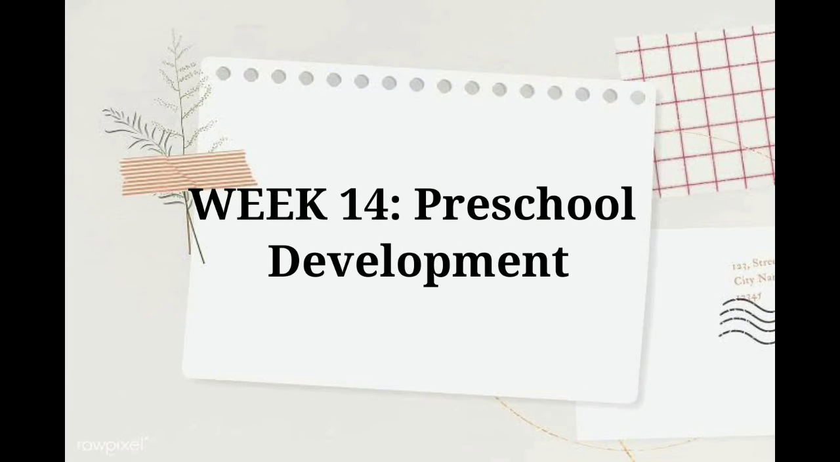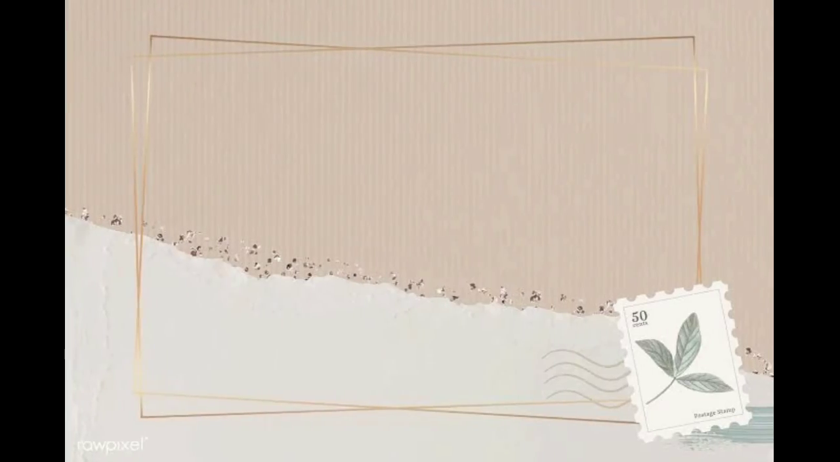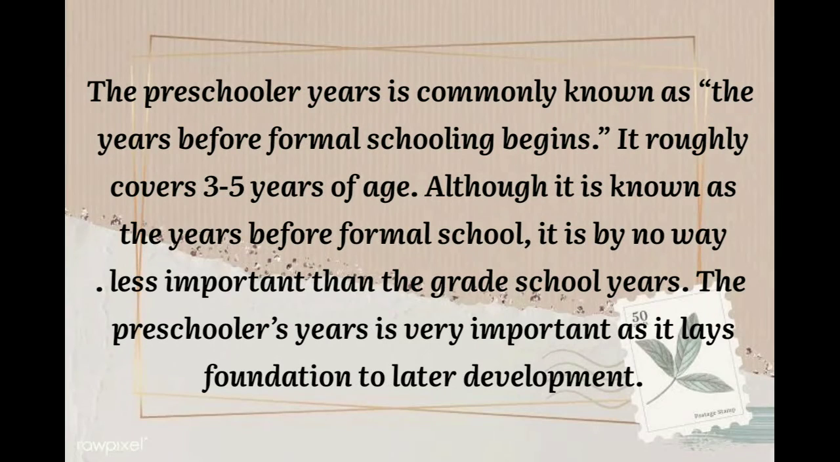Week 14, Preschool Development. The preschool years are commonly known as the years before formal schooling begins. It roughly covers 3 to 5 years of age. Although it is known as the years before formal school, it is by no way less important than the grade school years. The preschool years are very important as they lay the foundation for later development.